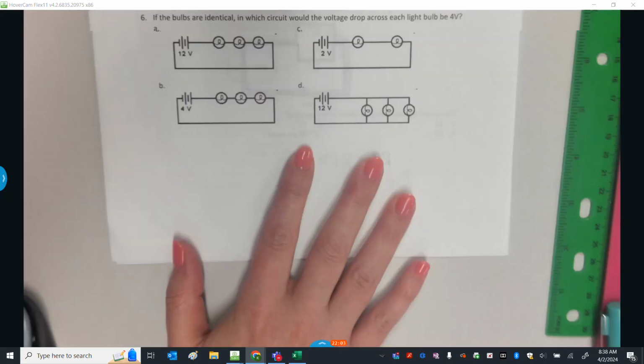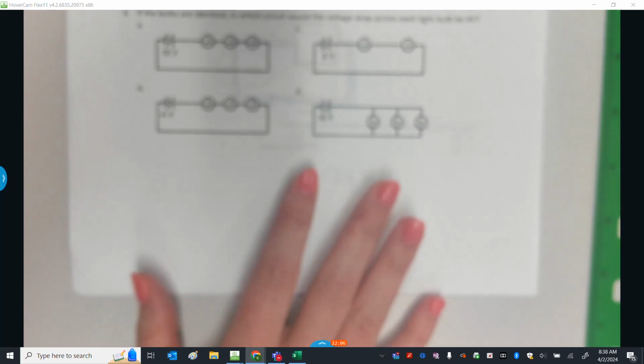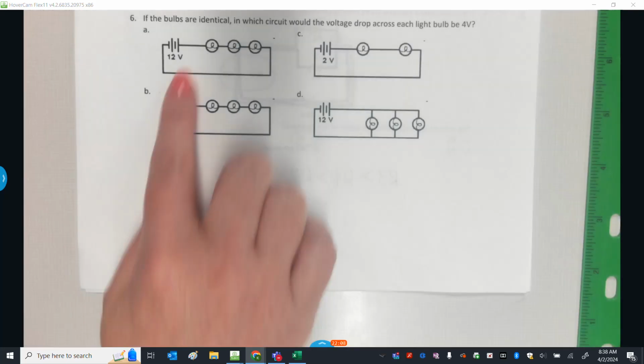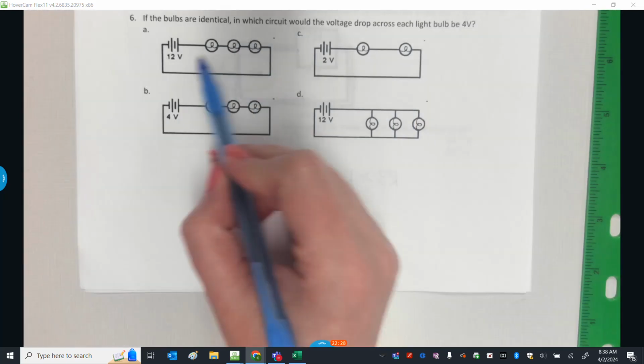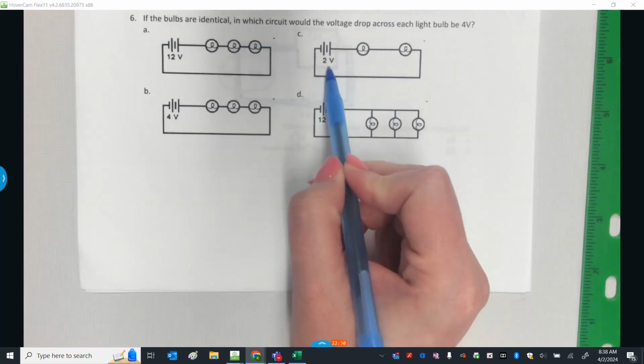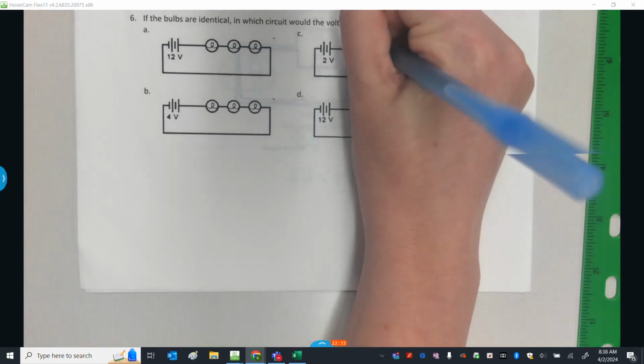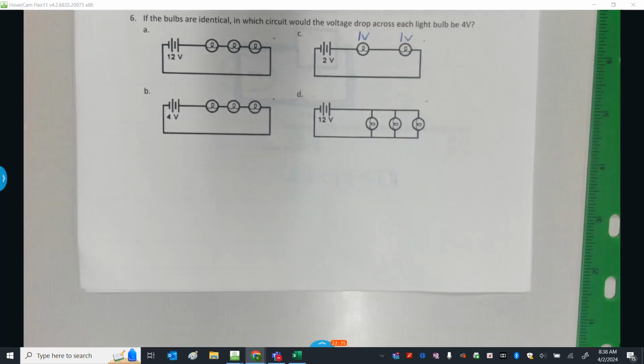All right, this is number 6 on Form A. So again, you're looking for the question with these diagrams. It says, if the bulbs are identical, in which circuit would the voltage drop across each bulb be 4 volts? This goes back to Kirchhoff's loop rule. The voltage drops along a loop add up to the battery's voltage. So like this one, let's start with C. If this is 2 volts and I have 2 bulbs, well, these voltage drops are 1 and 1. They add up to 2.